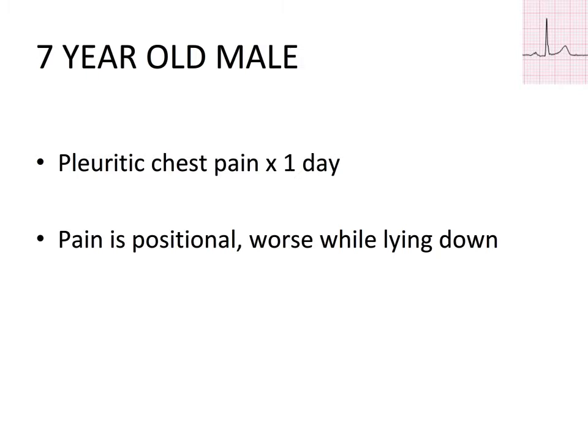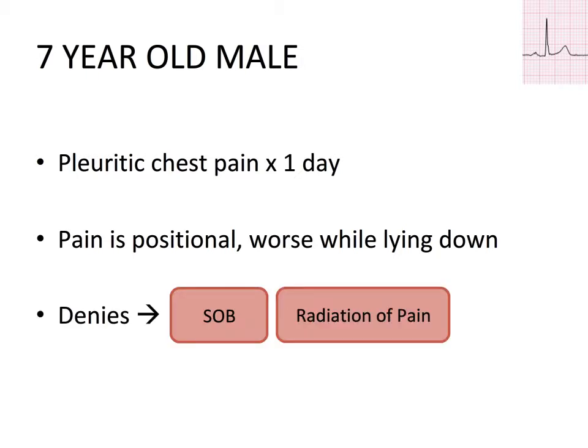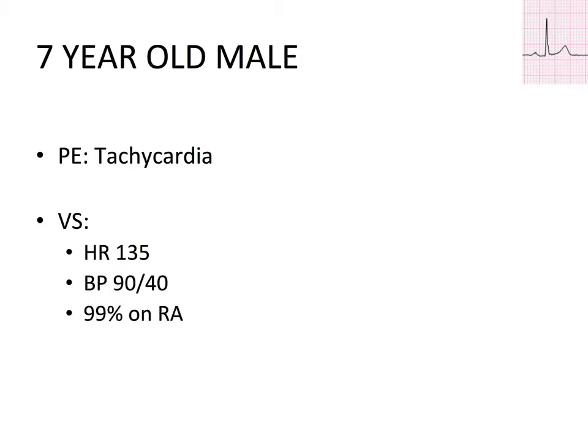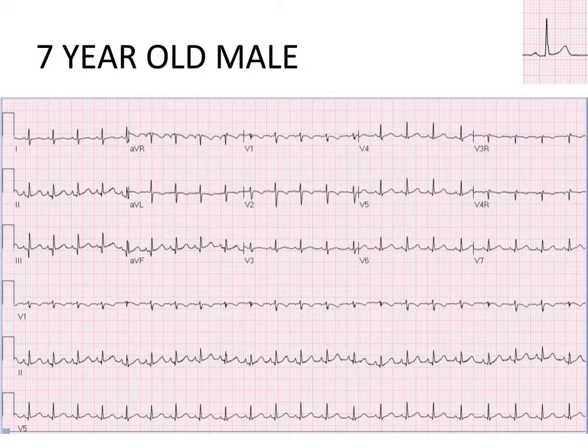Now that we've talked about pericarditis, let's try another case. You are seeing a 7-year-old male who complains of pleuritic chest pain for 1 day. The pain is positional and seems to be worse when he is lying down. He denies shortness of breath, radiation of the pain, or fever. His physical exam is remarkable only for tachycardia. His vital signs show a heart rate of 135, blood pressure of 90/40, and an oxygen saturation of 99% on room air. You decide to get an EKG. And this is what you see.